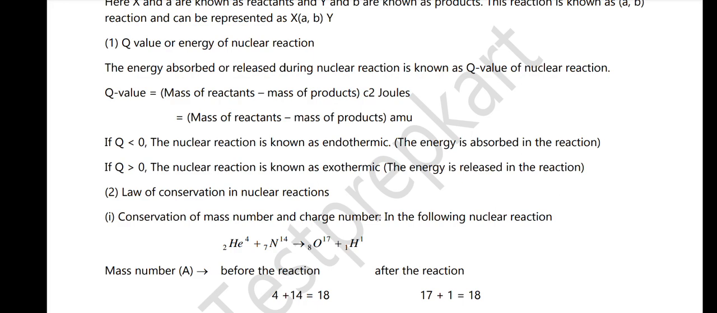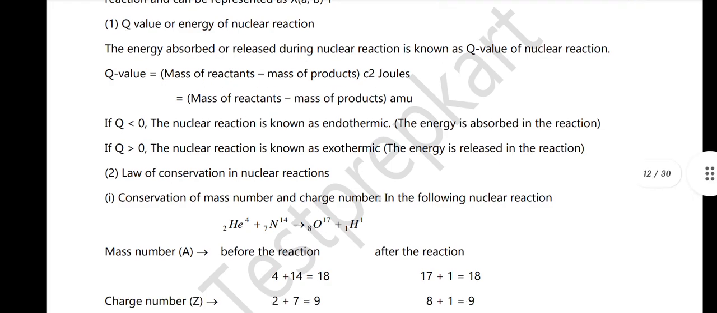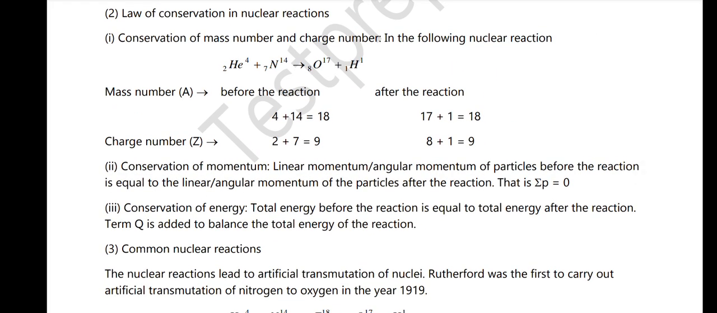Now, law of conservation in nuclear reaction: conservation of mass number and charge number. In the following reaction, let us take the mass number as A, before the reaction and after the reaction. Before the reaction, the mass number in this given reaction is 4 plus 14, which is equal to 18. After the reaction, 17 plus 1 is equal to 18, so the mass number is conserved. The charge number is also conserved: 2 plus 7 is equal to 9 before the reaction, and after the reaction it is 8 plus 1, which is 9. So this is the law of conservation in nuclear reaction. In this conservation of mass number and charge number, we have learned how we can find it.